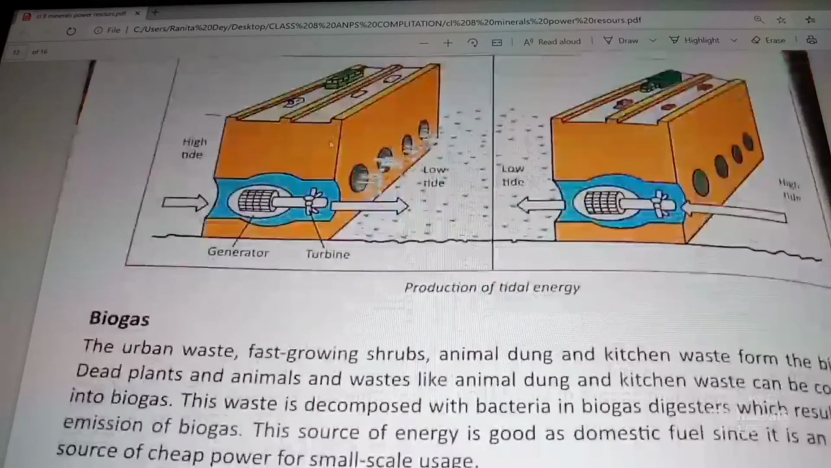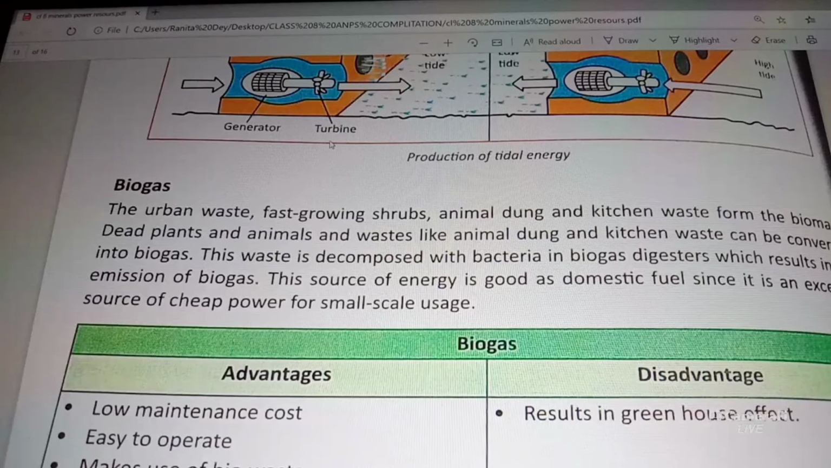Okay, now move on to biogas. This is urban waste, fast growing shrubs, animal dung, kitchen waste from the biomass, dead plants and animals, and waste like animal dung and kitchen waste can be converted into biogas.